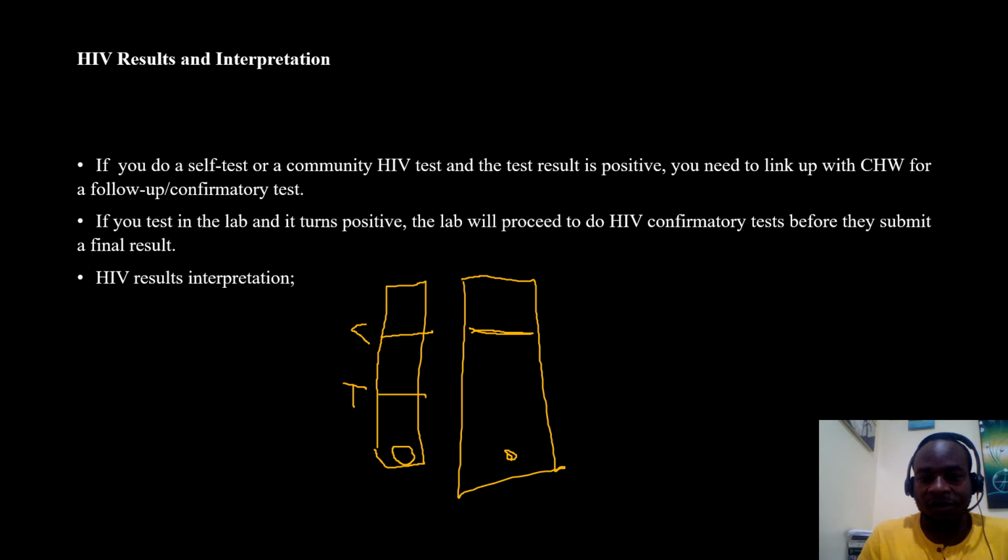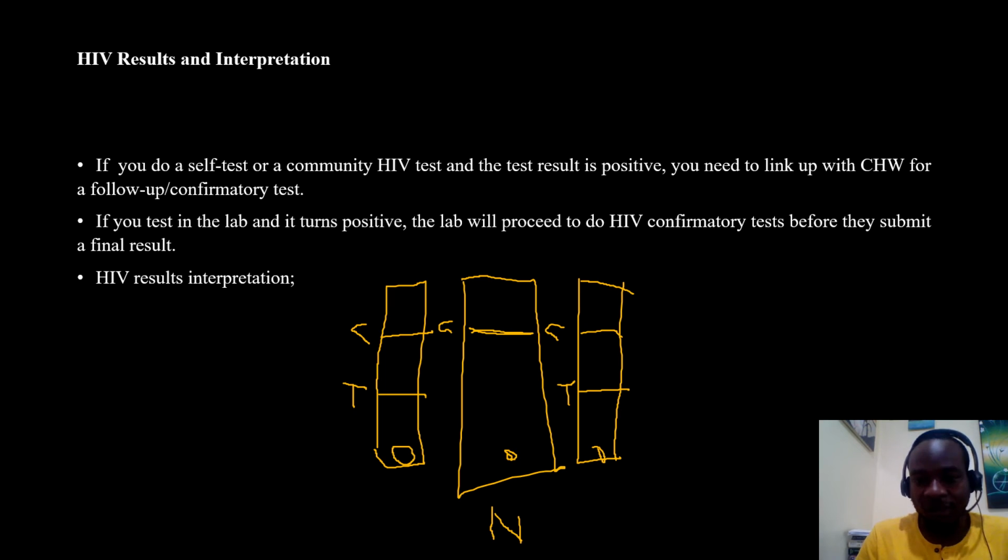This is a negative test. A test is negative only if you see a single line at the control, the C line. That's a negative test result. Then for a positive test result, you will see two lines. We'll see a line here at the test and also at the control. Control and test, this is a positive test result.